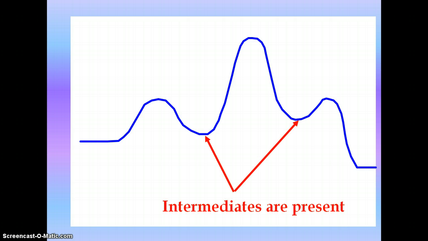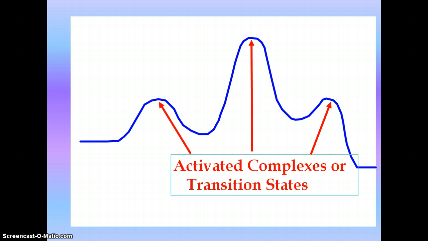Intermediates are present. You see that they are at the base of the activation energy hills in between the different steps. And then we have our activated complexes or transition states, which are at the top of the hills. That's where we're in transition from one state to another. Bonds are being broken and made.